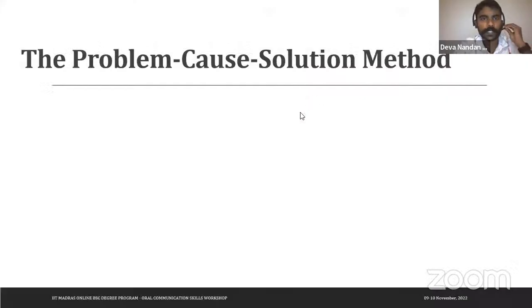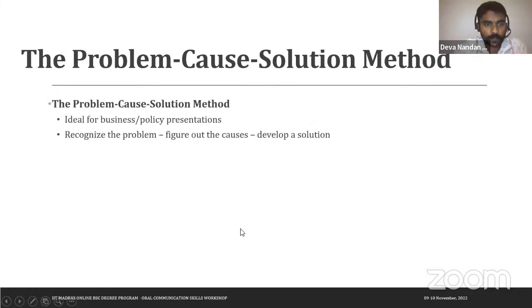All right. The problem cause solution method is ideal for business and policy presentations, as I already mentioned. You recognize the problems, figure out the causes, and develop a solution. This is how all sort of science works generally, right? You present a hypothesis, then you test it, and if it's a valid hypothesis, you try to see why something is such, figure out the causes, and then develop a solution for it. It also lies at the heart of all research that relies on action.